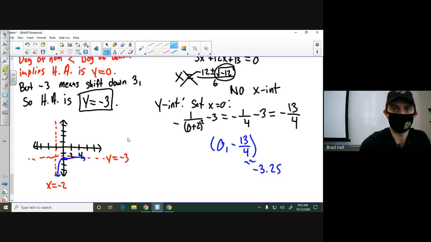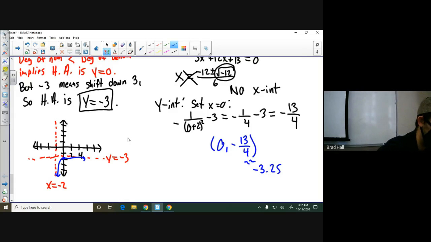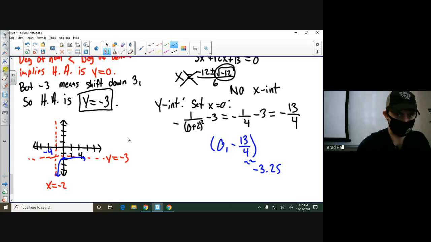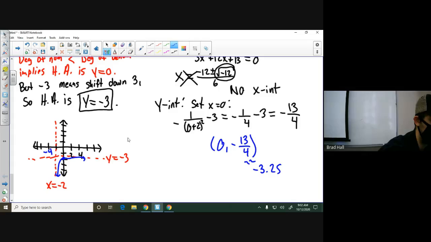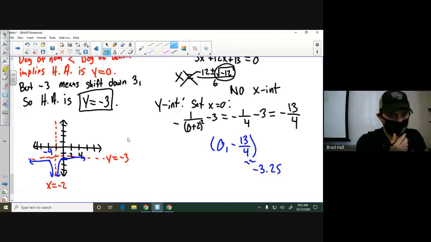And it turns out, again, you don't really see this unless you plug in a test point, say, plug in -4. You would end up getting an answer that's down here. So you'd realize that the graph also goes down here on this side as well.